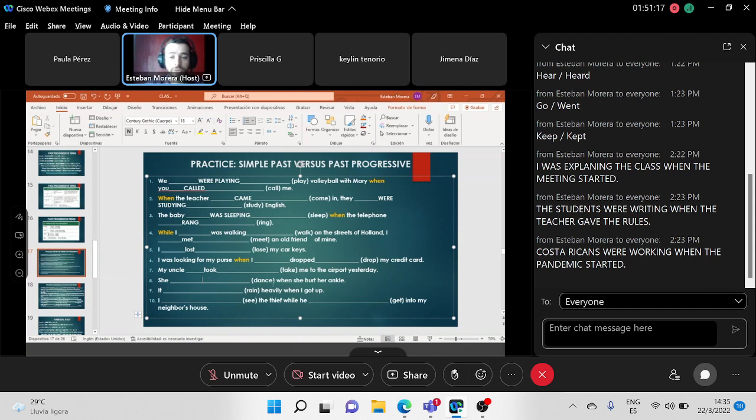Number 8, she. Okay. Pay attention because we have when and an action in the past. When she hurt her ankle. Can you see? So we normally use when to introduce actions in the past, and we normally use while to introduce actions in the past progressive form. In this case, we have the action in the simple past tense. When she hurt her ankle is an action in the past. So it means that we have to use past progressive at the very beginning. She was dancing, right? So she was dancing when she hurt her ankle.